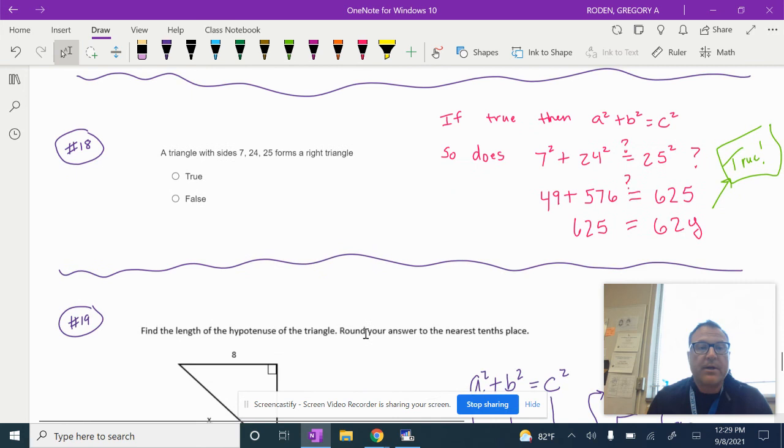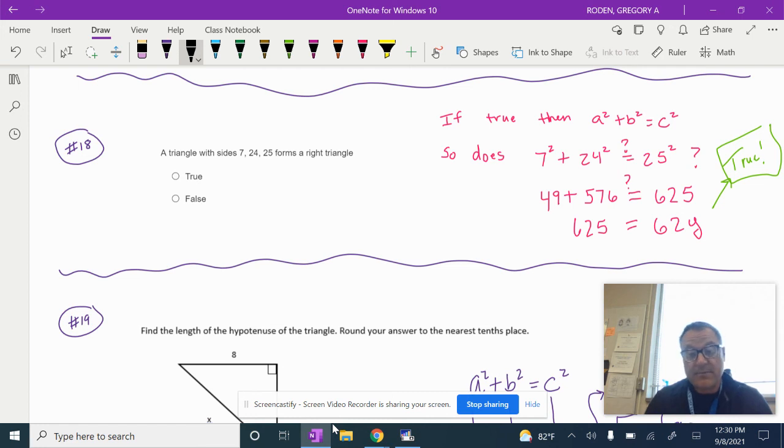All right, next one. A triangle with 7, 24, 25. Is that a right triangle? Well, like that other one we did, or if you haven't seen it yet, it's a squared plus b squared equals c squared. In this case, we'll say a is 7, b is 24, and c is 25. So 7 squared is 49, 24 squared is 576, and 25 squared is 625. All of those are in your perfect square list, so there's nothing you have to do in multiplication.